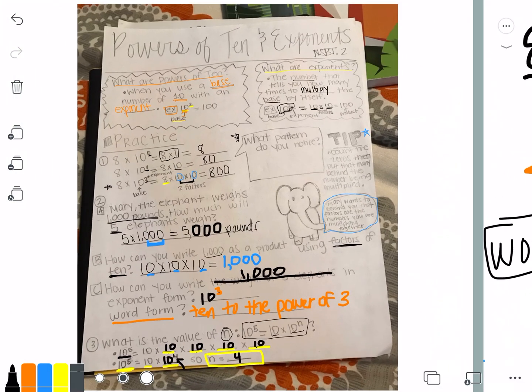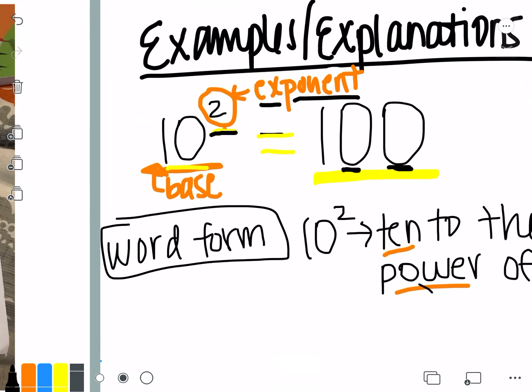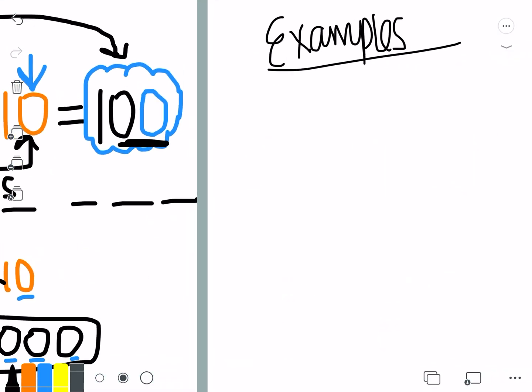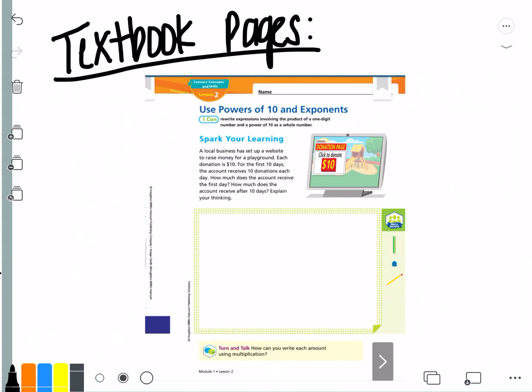So that is our notes page. If you need to go back and rewatch it, re-listen, go right ahead. We're going to skip over to the textbook pages. Now, this textbook page is page 9.